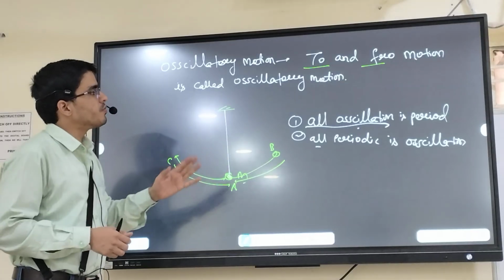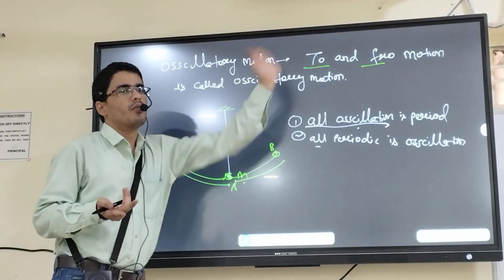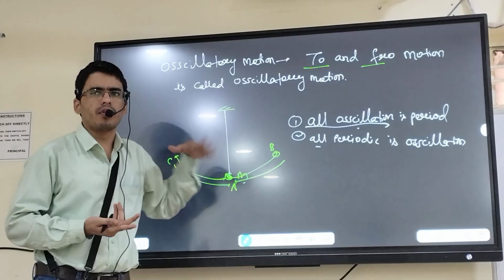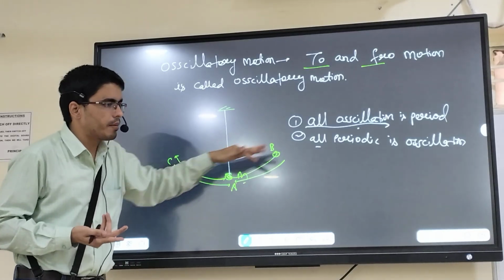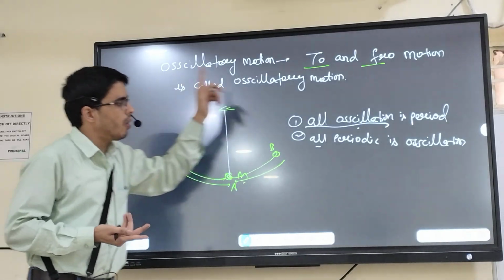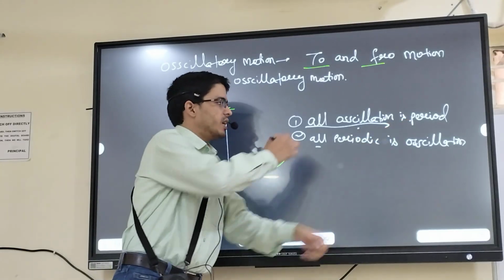Why, sir? Because oscillation is to and fro, and this to and fro motion will repeat after one fixed time. So that is called periodic also. So that is correct now.